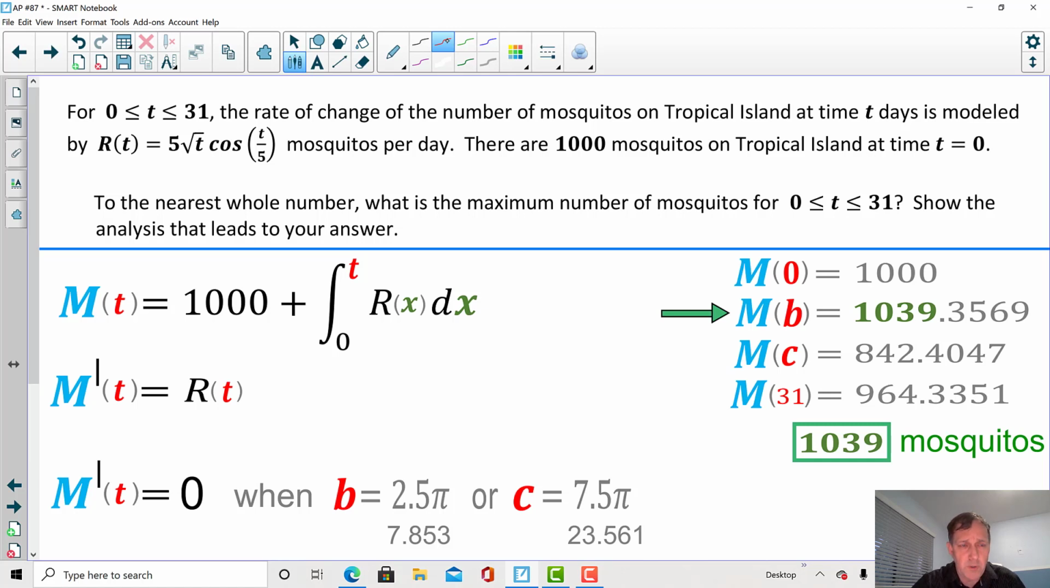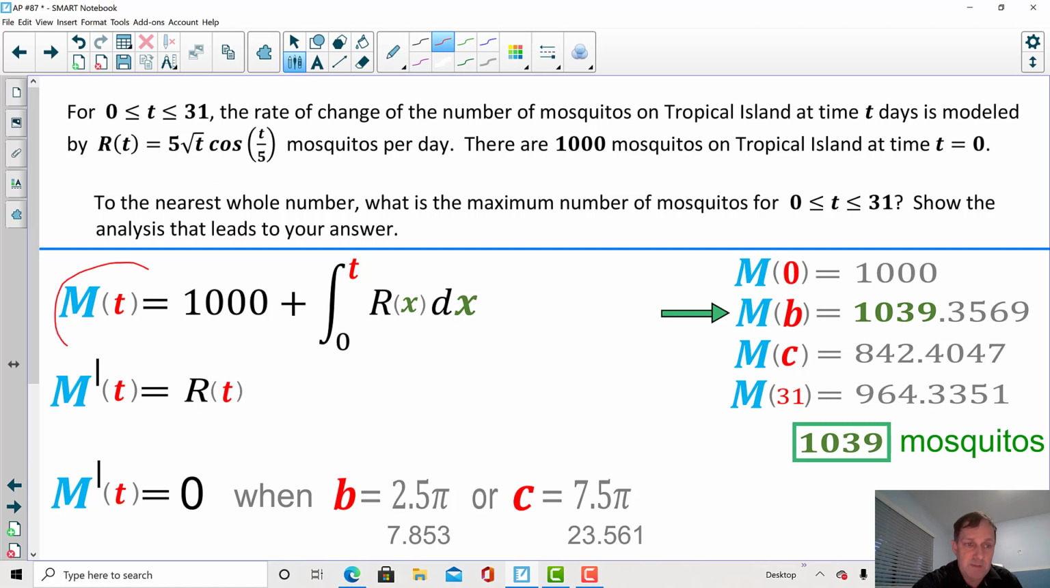For our first example, we're going to look at the number of mosquitoes on a tropical island. So our time frame is from 0 to 31 days. The starting amount is 1,000 mosquitoes, so we're starting when t is 0. And this rate right here describes the rate of change of the mosquitoes. So that would be one rate that would include increasing and decreasing.